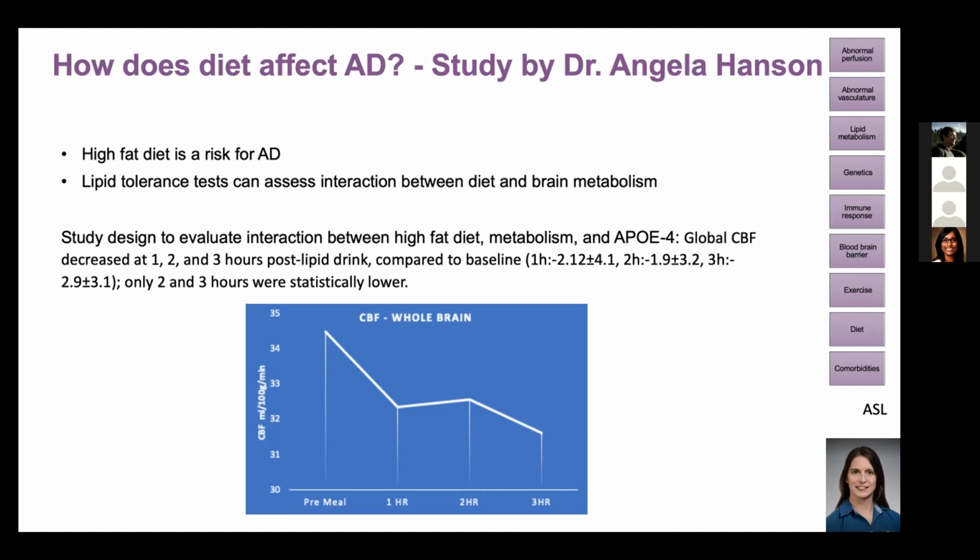And her reasoning behind doing that is she's using ASL, which is the technique to measure blood flow, as a marker for metabolism. And lipid metabolism is known, like a high-fat diet is known to be a risk for Alzheimer's disease. Lipid metabolism is one of the things in which E4 is involved. So she's trying to combine genetics, diet, lifestyle, and imaging to answer a complicated question. And we see this pattern where once you drink the lipid, the blood flow does decrease. This is a work in progress, and she's trying to figure out how this pattern looks different in E4 carriers versus non-carriers.